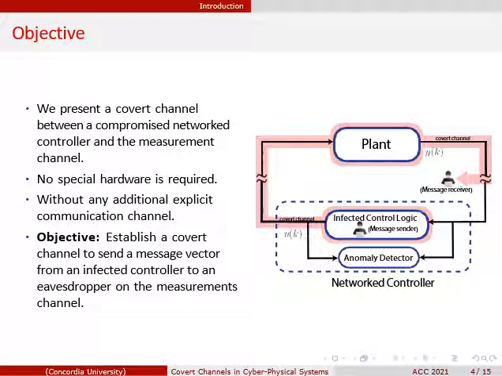In our work, we present a covert channel between a compromised controller and the measurement channel in a cyber-physical system. In this design, we assume that no special hardware is required and that we do not need additional explicit communication channels. Our objective in this case is to establish a covert channel to send a message vector from a sender inside an infected control logic to an eavesdropper on the covert channel.